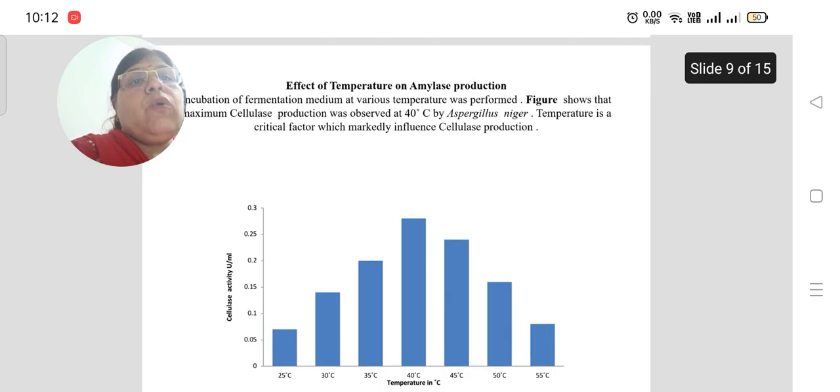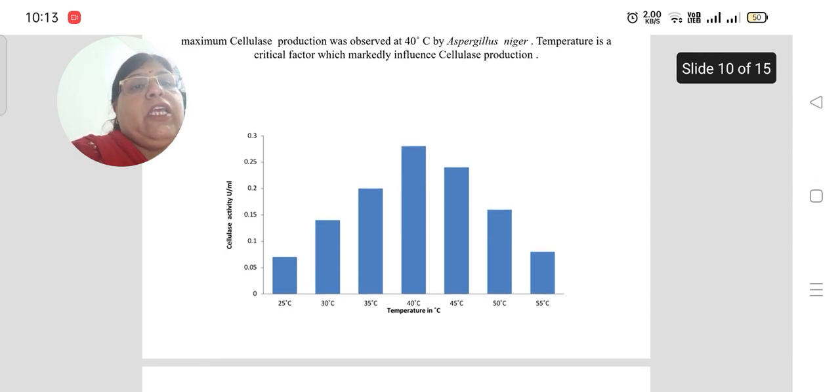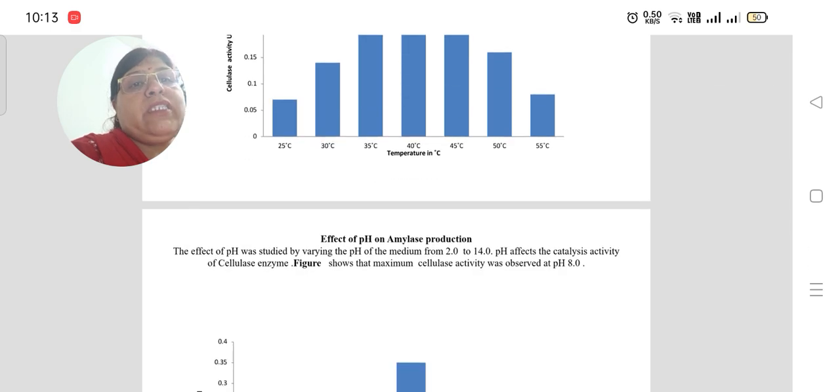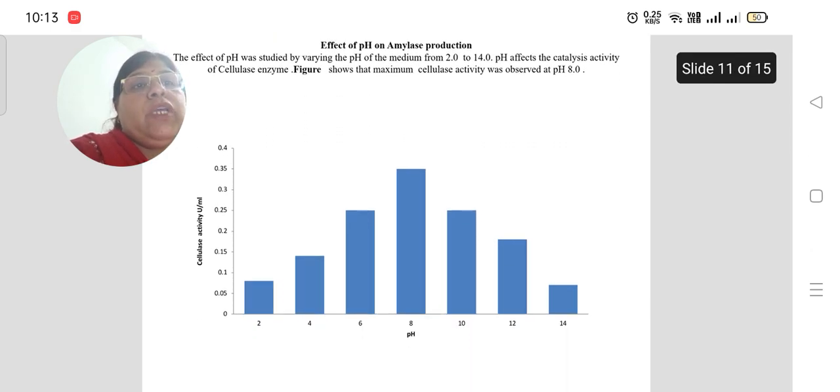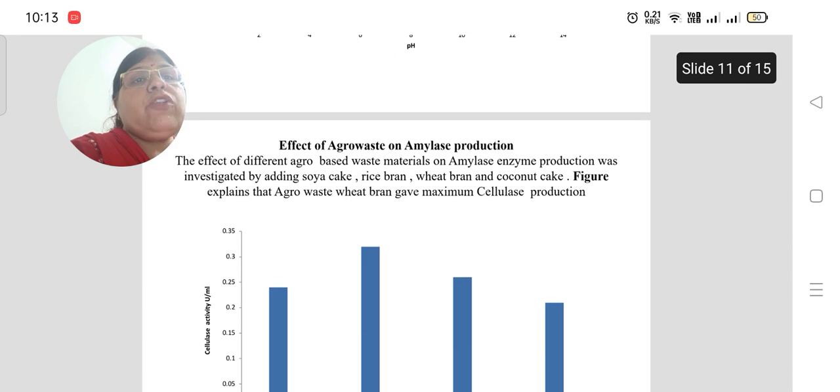Effect of temperature on activity. Incubation of fermentation medium at various temperatures was performed. The figure shows that maximum cellulase activity was observed at 40 degrees centigrade. You can see in the figure that 40 degrees centigrade gave maximum cellulase activity. Effect of pH. In the effect of pH, you can see that pH 8 is giving the maximum cellulase activity. Effect of agro waste.